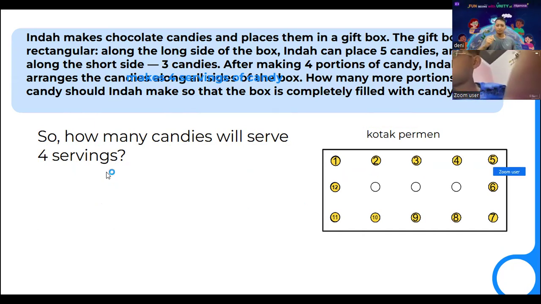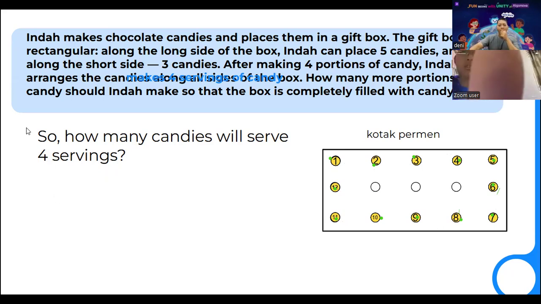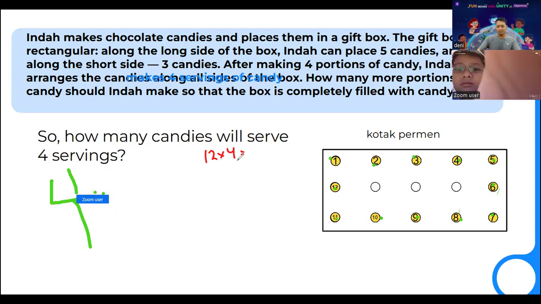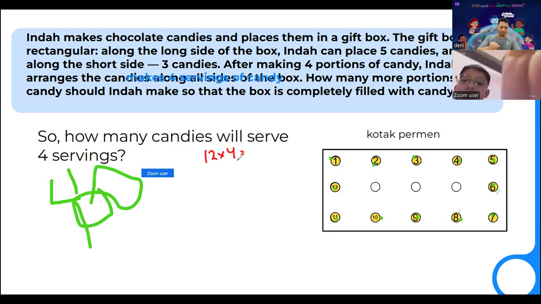But what for? 4 servings because there are 4 candy boxes, gift boxes. So 12 times 4 becomes 48. Okay.